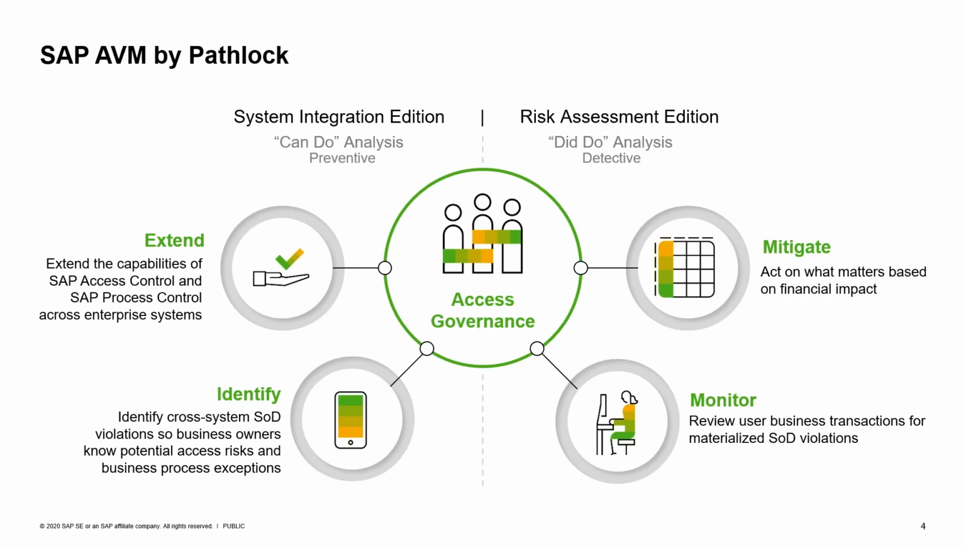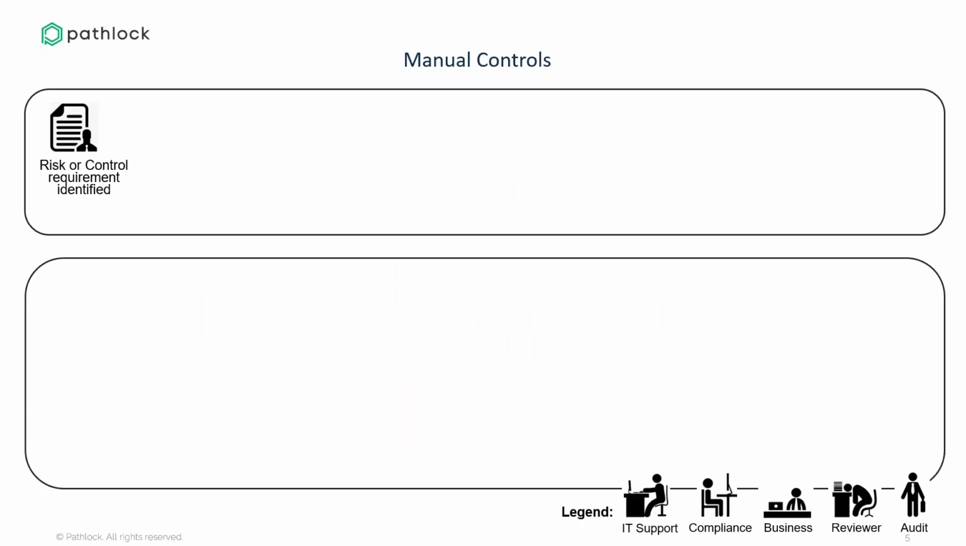Now, what I'd like to do is get into when we talk about business controls and how we help automate, or automate the testing of, them. I want to go through an example of just how many people are involved when you have to set up and test a manual control. Business controls come in from different regulatory agencies, where a risk or control requirement is identified.